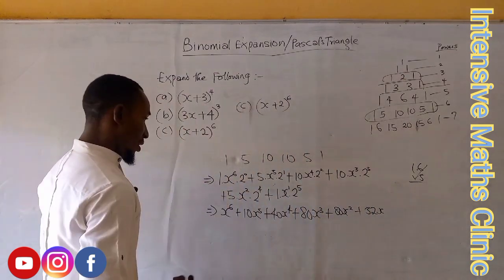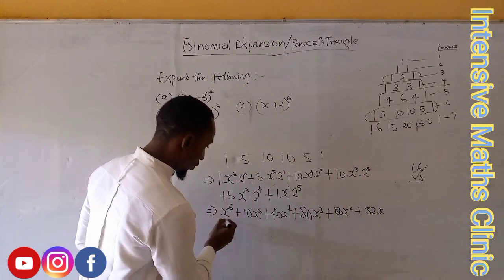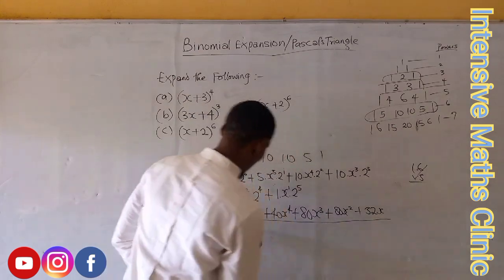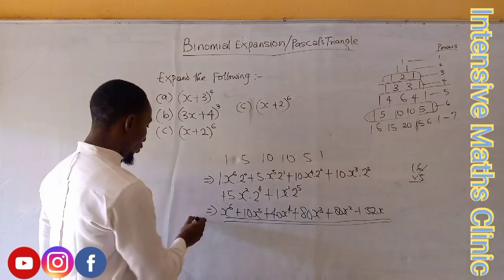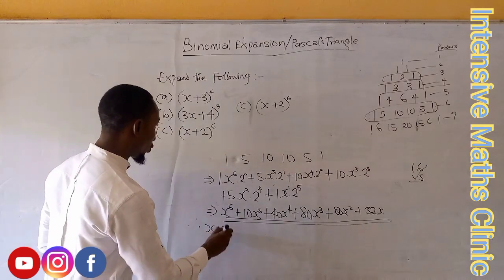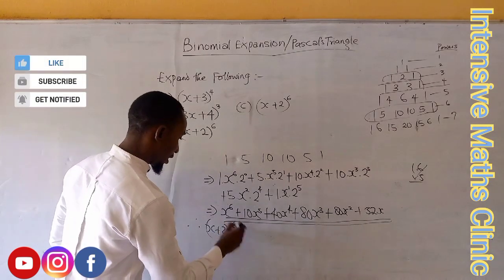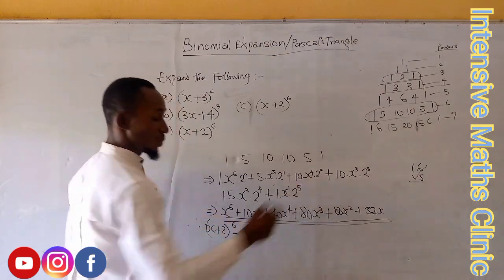So from here, if you look at the solution here, is the answer to the expansion of this problem. So we will now say therefore x plus 2 raised to the power of 6 is equivalent to this expansion.